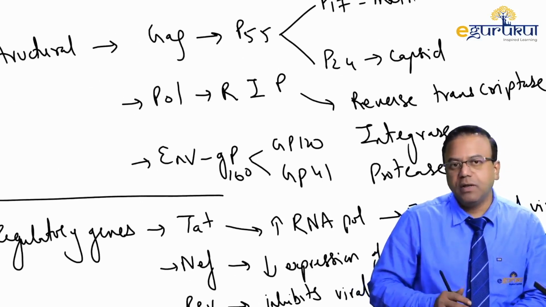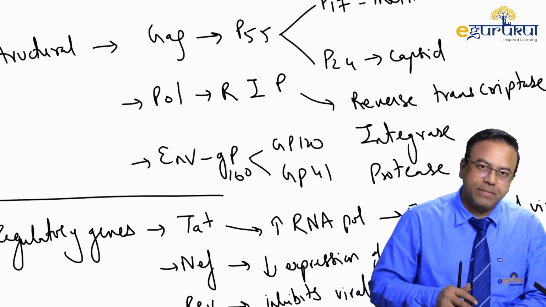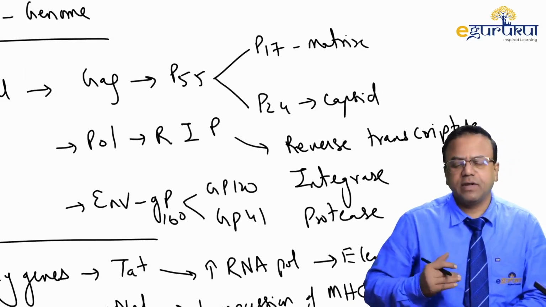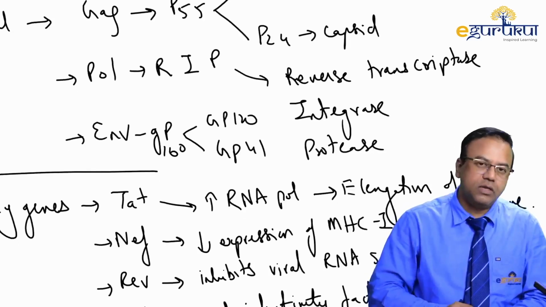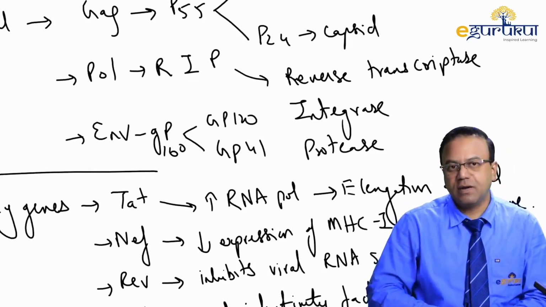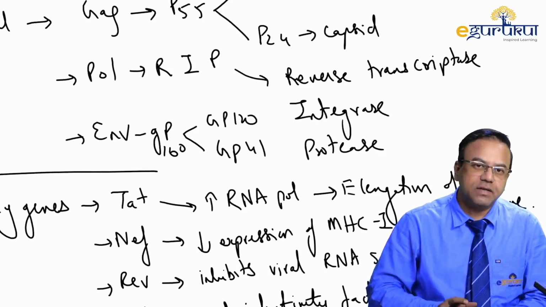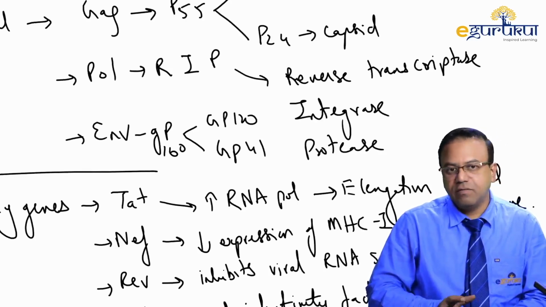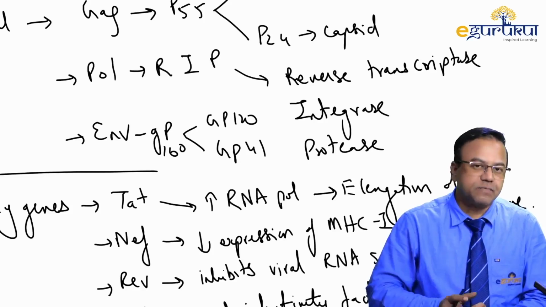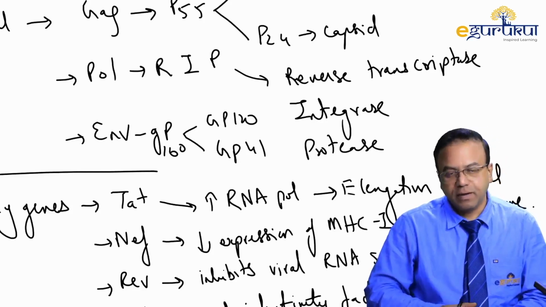Most importantly, you should know about the GAG, pol, and env. The GAG basically gives rise to the matrix and the capsid. The pol is the pool of the enzymes. The pool of the enzymes are RIP. This is reverse transcriptase, integrase, and protease. The env is the envelope, and this contains the GP120, which is the spike protein, and GP41, which is the transmembrane peptide.